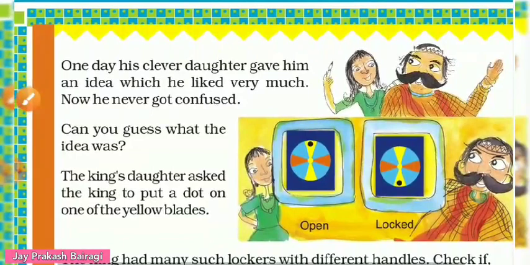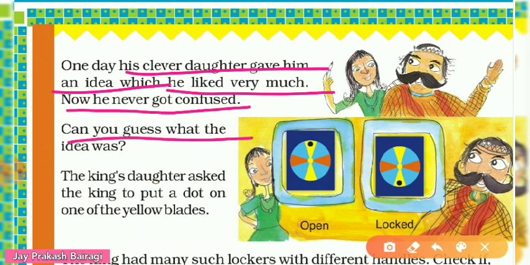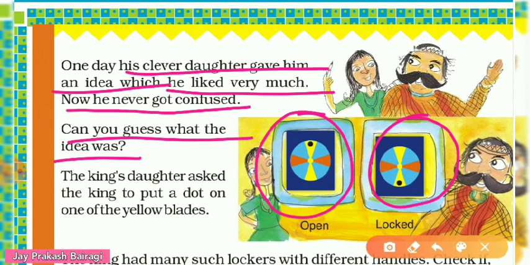Now next, what is happening in this story? One day his clever daughter gave him an idea which he liked very much. Let's know what the idea of the daughter is. Now he never got confused. Can you guess what the idea was? Yes, we can guess. Here you can see the pictures of the locker.